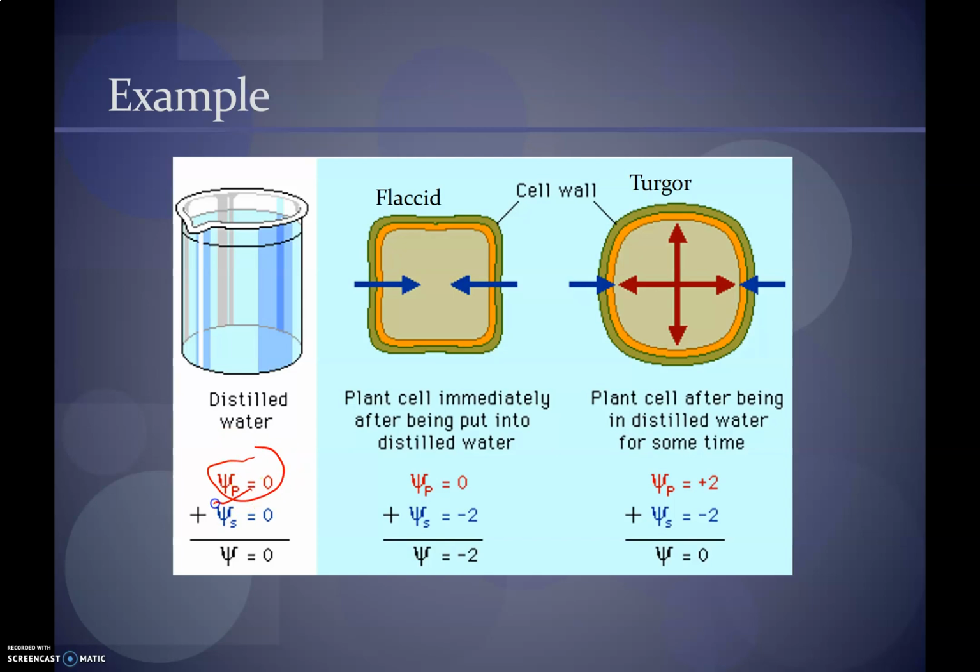And there is a solute potential of 0 because it's pure water. So then if you add them together, because water potential is the pressure potential plus the solute potential, that gives you water potential. So the water potential of distilled water is 0.